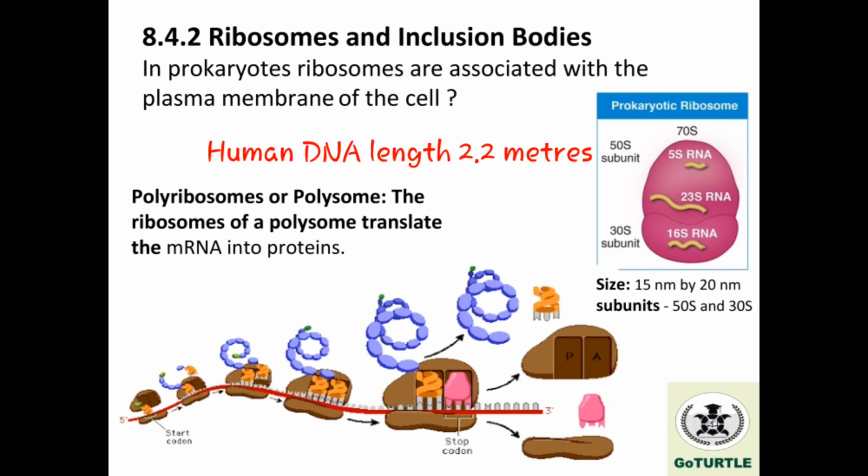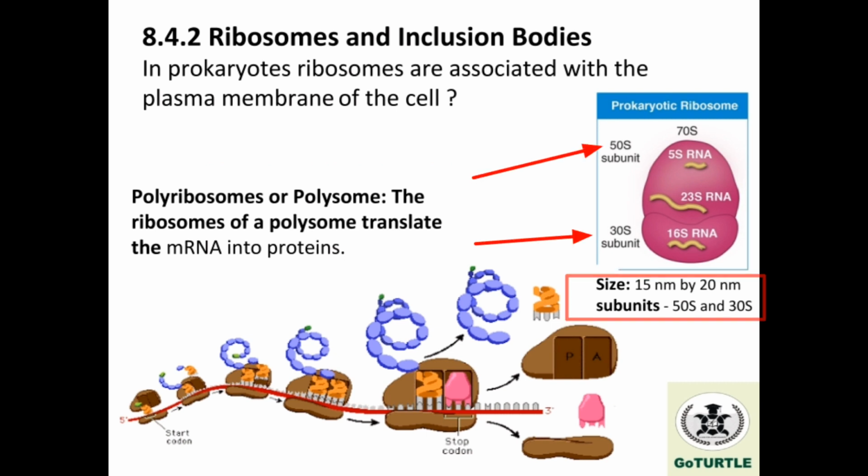Right. So coming to the point that the ribosomes are of two subunits. One is 50S and the other is 30S. Do not get confused that 50 plus 30 is equal to 80S.